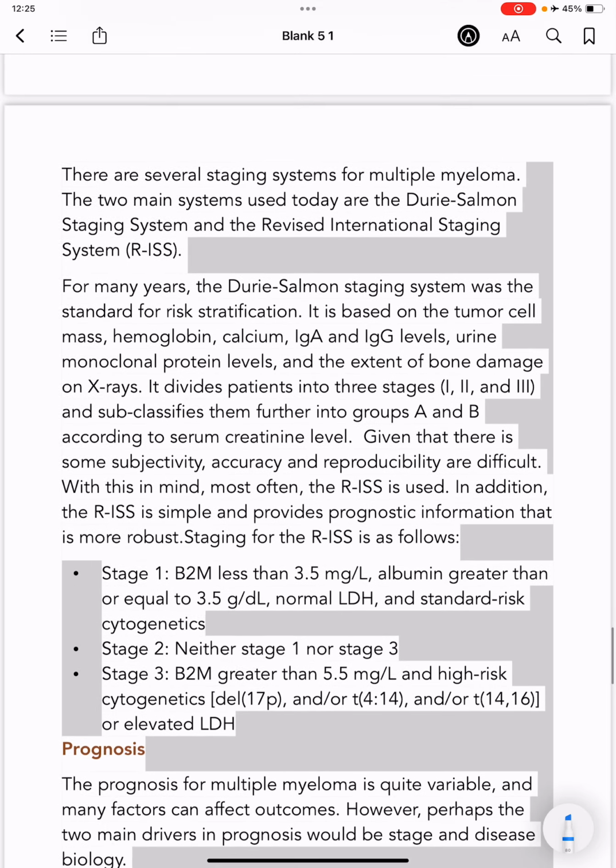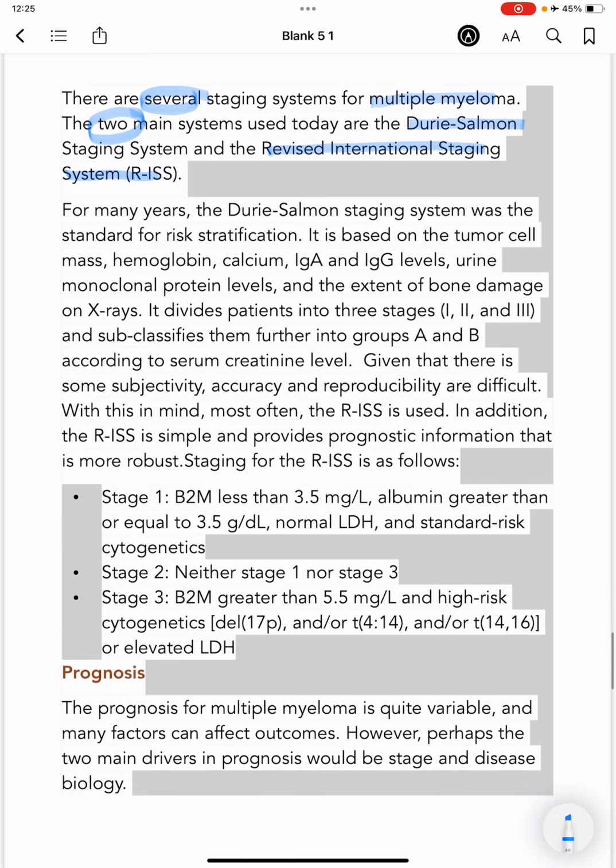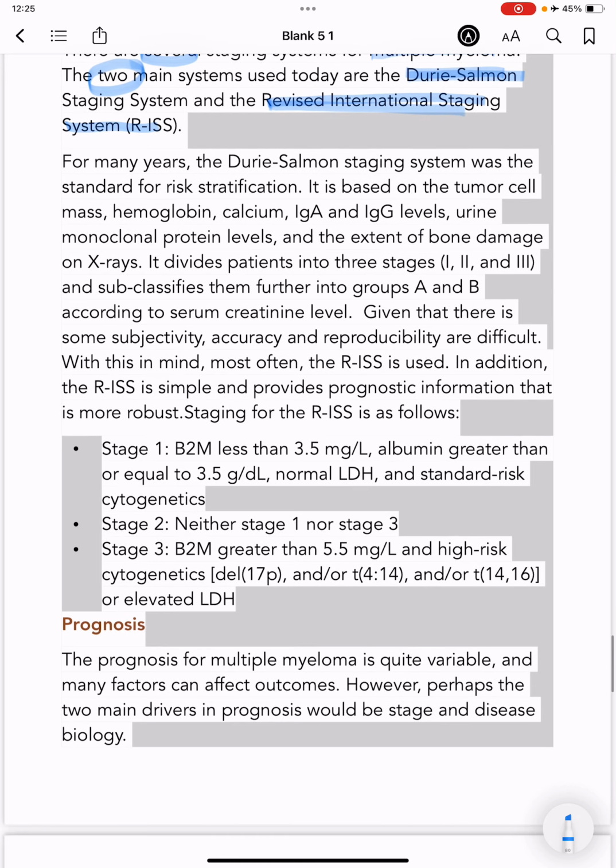Then we have staging of multiple myeloma. There are several staging systems for multiple myeloma, but the two main systems used are the Durie-Salmon staging and the revised international staging system.